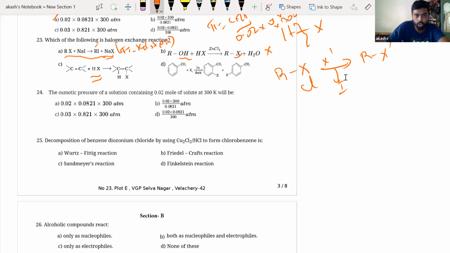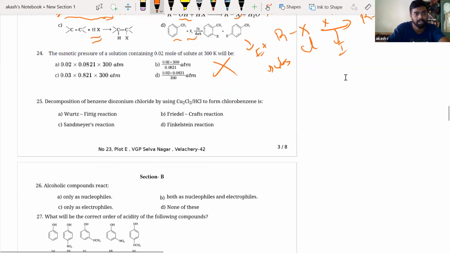Now this is your toluene in the presence of X2. This is your electrophilic substitution. Any benzene ring substituent will always undergo electrophilic substitution. The only place where I have halogen exchange is A. Okay. Same question repeating. Next.